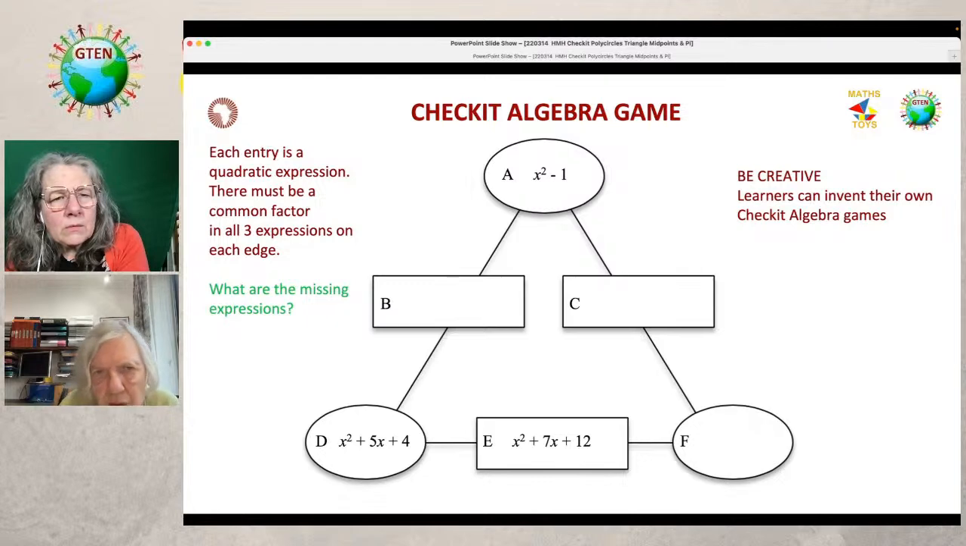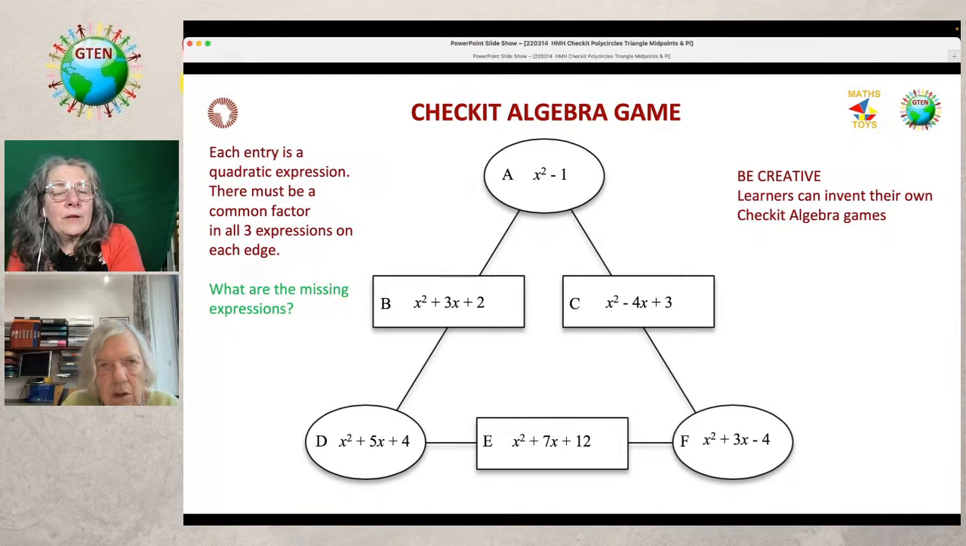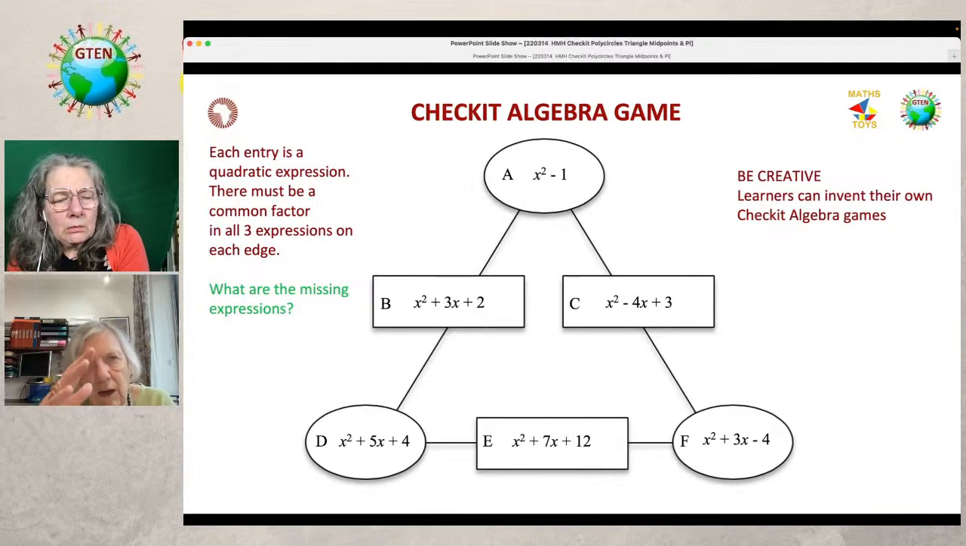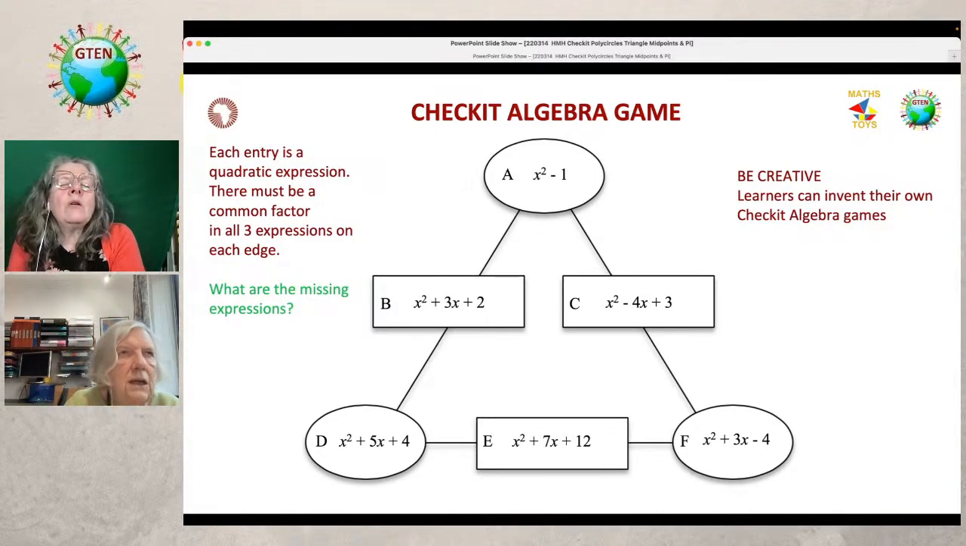So you start with that, and you've got to fill in the 3 missing ones. And each entry is a quadratic expression, okay? And there must be a common factor in all 3 expressions on each edge. All 3 of them, okay. So it's x minus 1 is the common factor. X minus 1 on the ACF line on the right. X plus 1 on the ABD line. And a different x plus 4 on each edge.